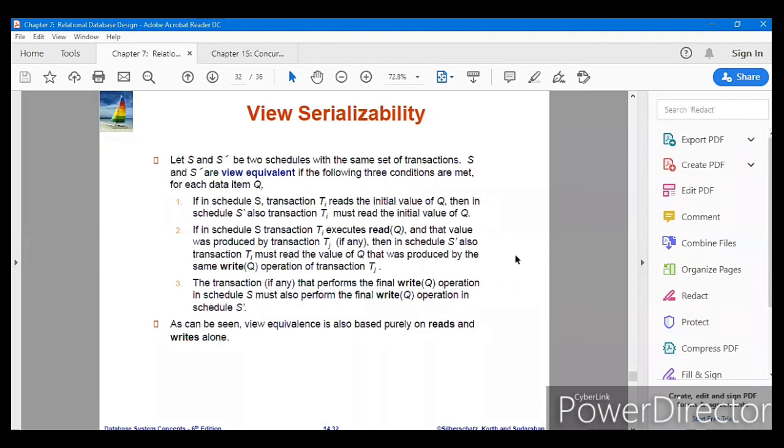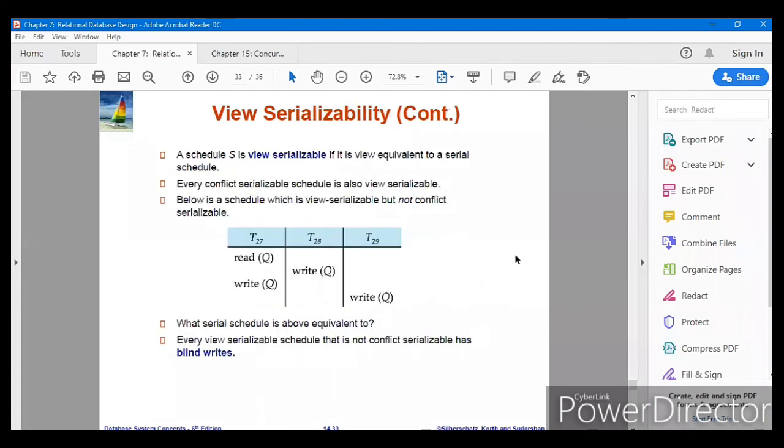A view you can understand like this: if there is a drawing, there can be an upper view, a side view, a top view. They are ultimately the same object, but they are different views. So we can create multiple copies of the same data, that is called views, and then run concurrently. A schedule S is view serializable if it is view equivalent to a serial schedule. Every conflict serializable schedule is also view serializable.